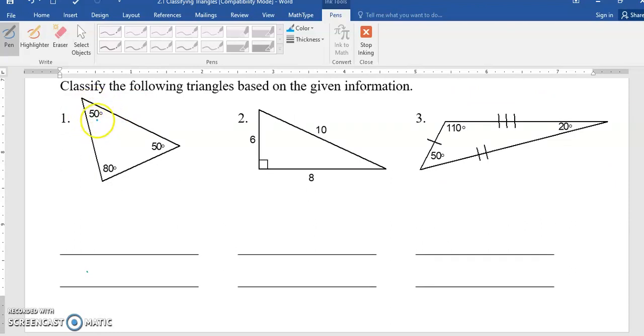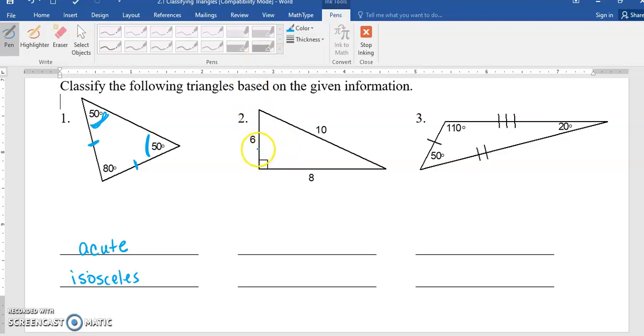So in this first one here, we notice that all 3 angles are smaller than 90 degrees. So that is an acute triangle. Now, when 2 angles are the same measure, 2 sides will also be the same measure. So this triangle is isosceles. 2 sides are the same, the third one is not.